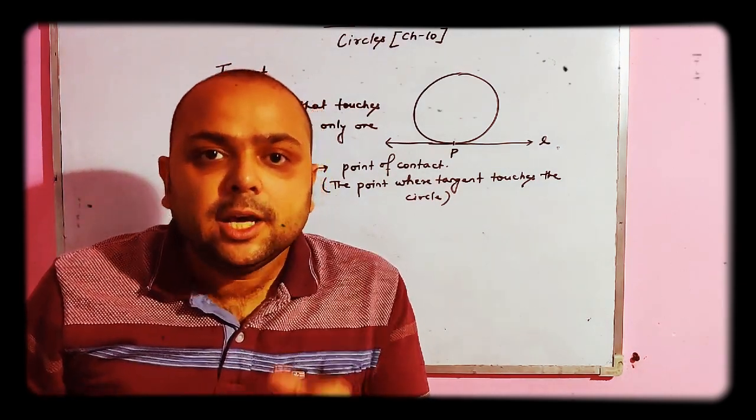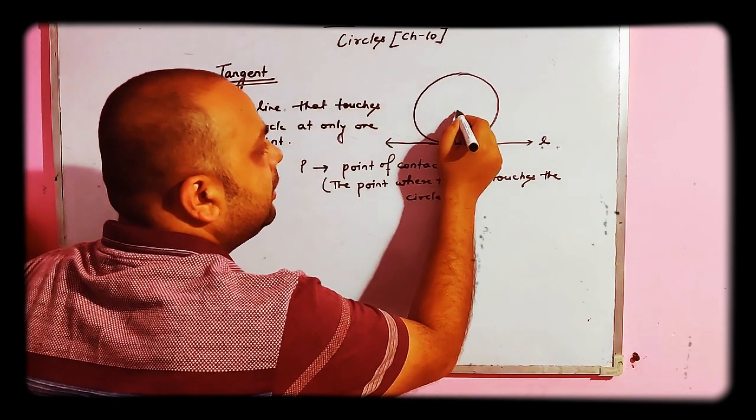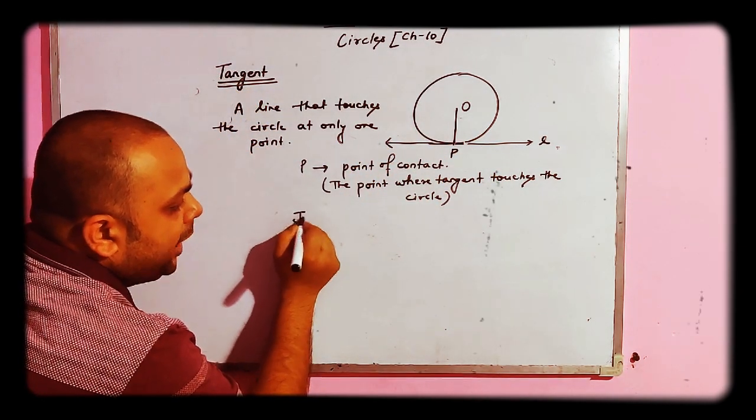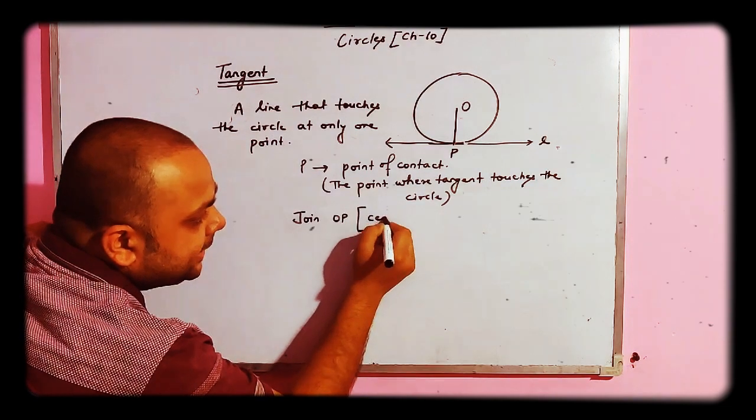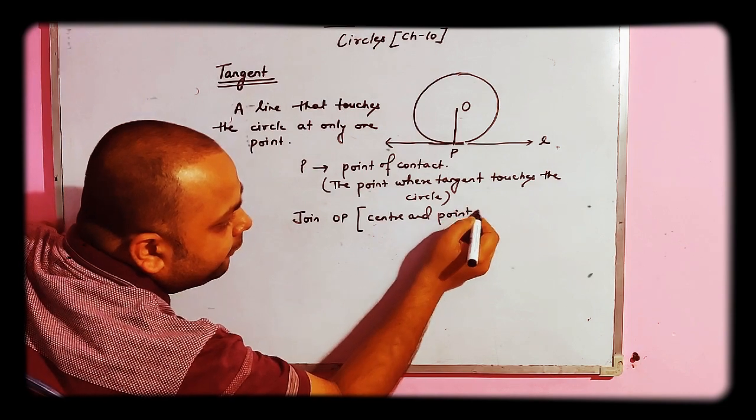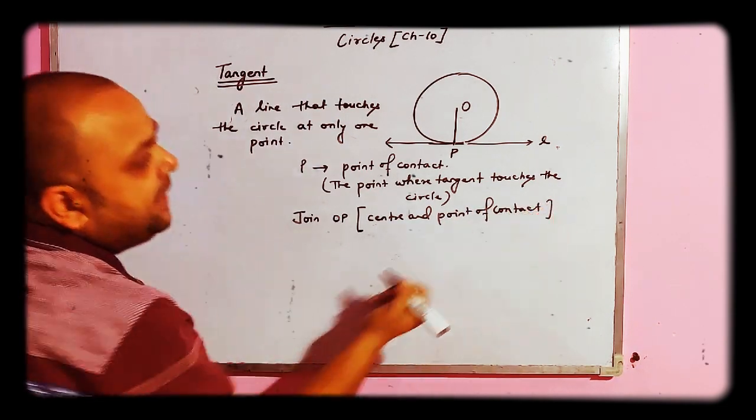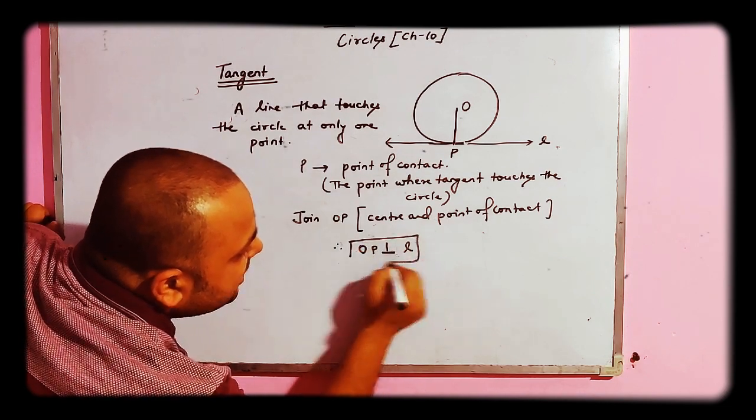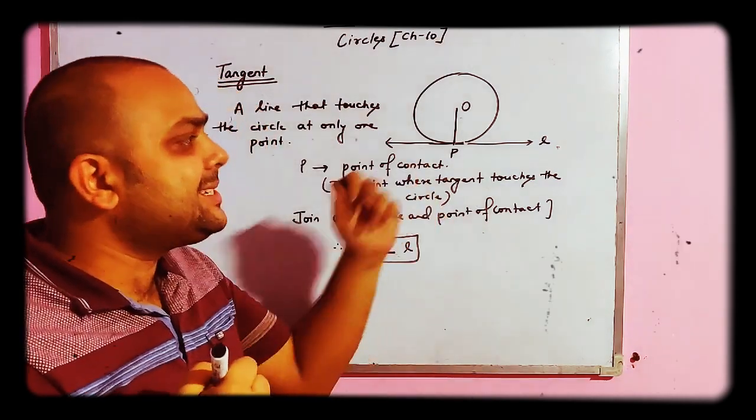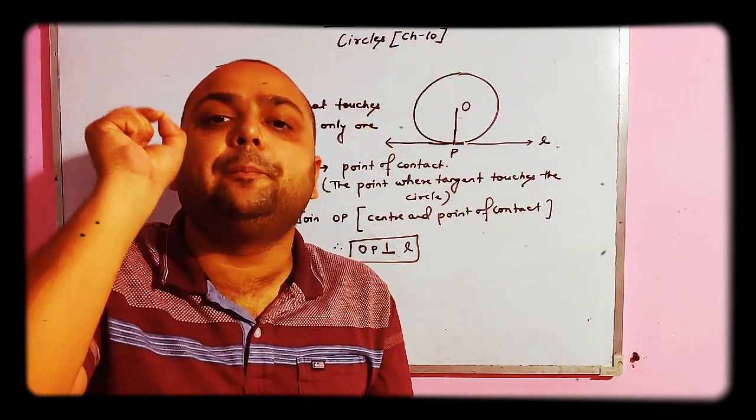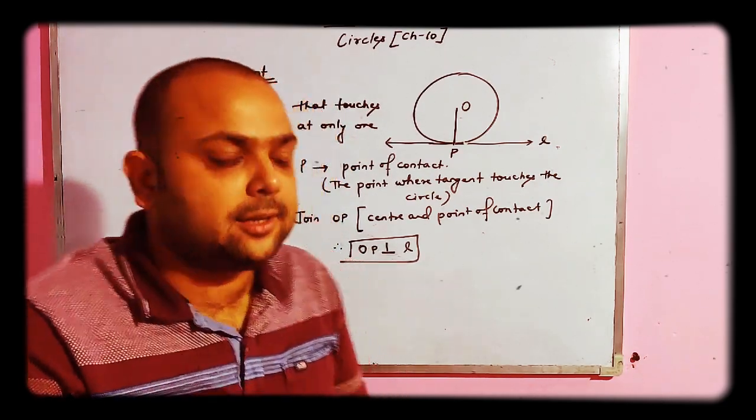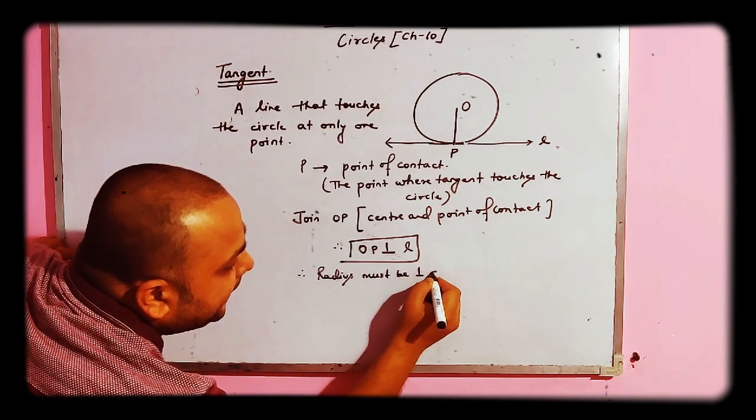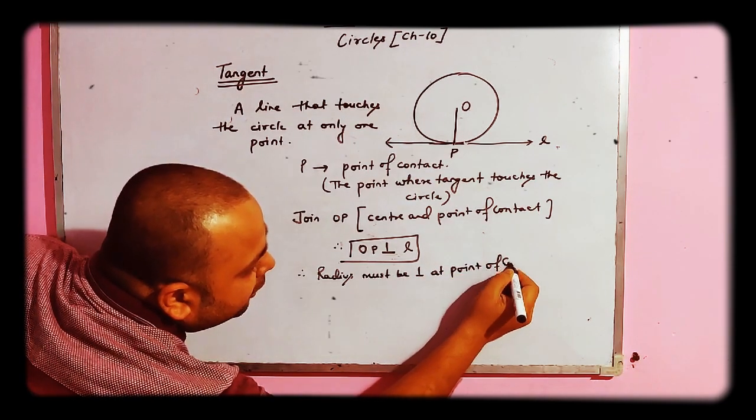Now, when we join this point of contact with the center, join OP, center and point of contact, and if we measure this angle, we will know that OP is perpendicular to L. So the first property that comes to our mind through this tangent is that the radius must be perpendicular at the point of contact.